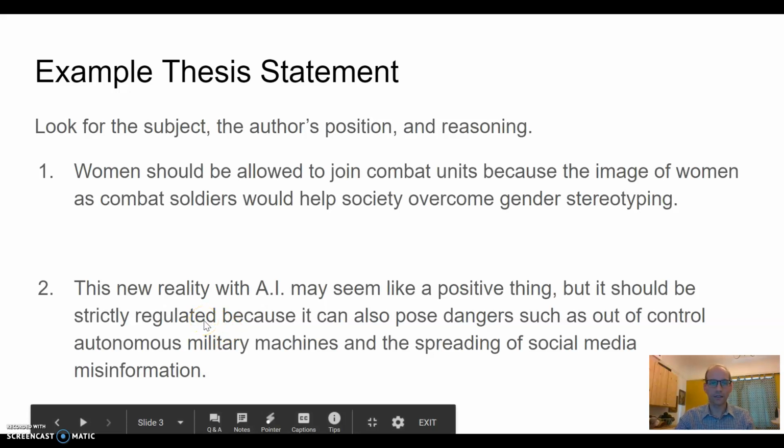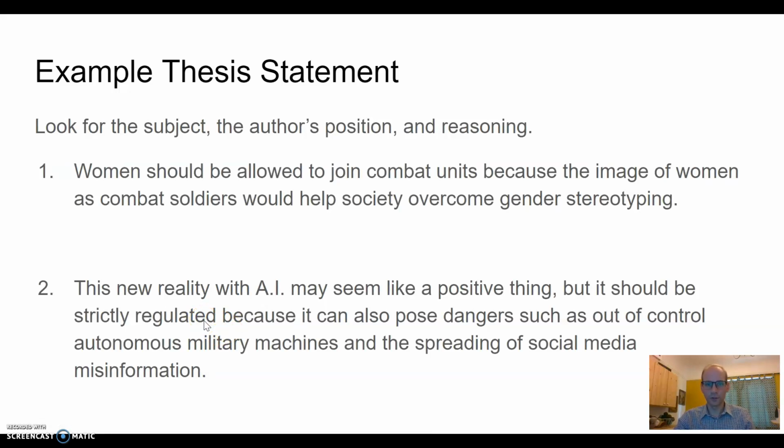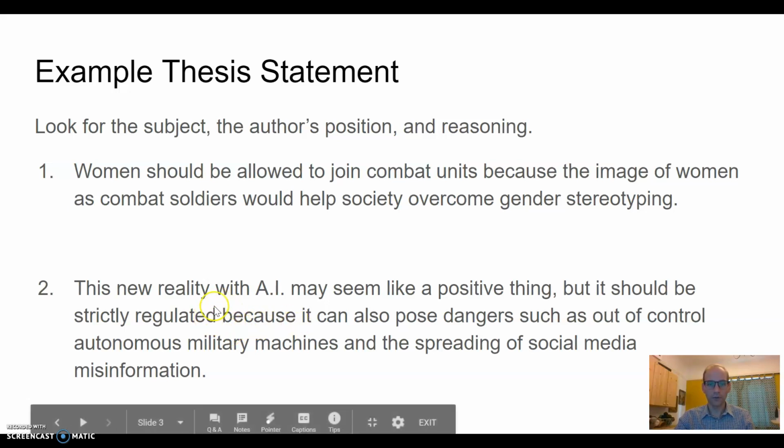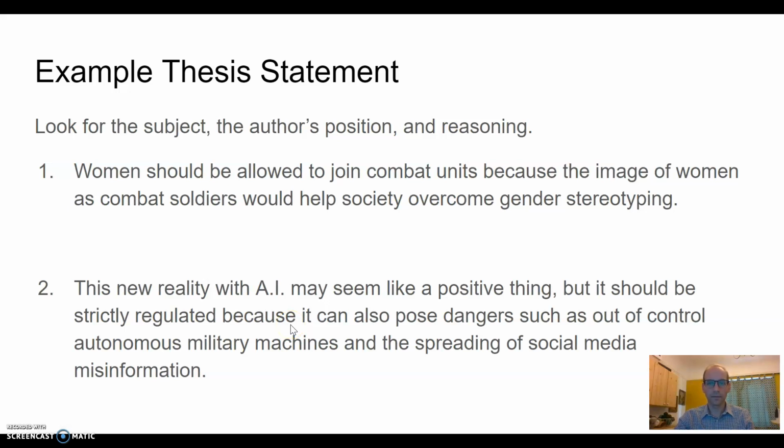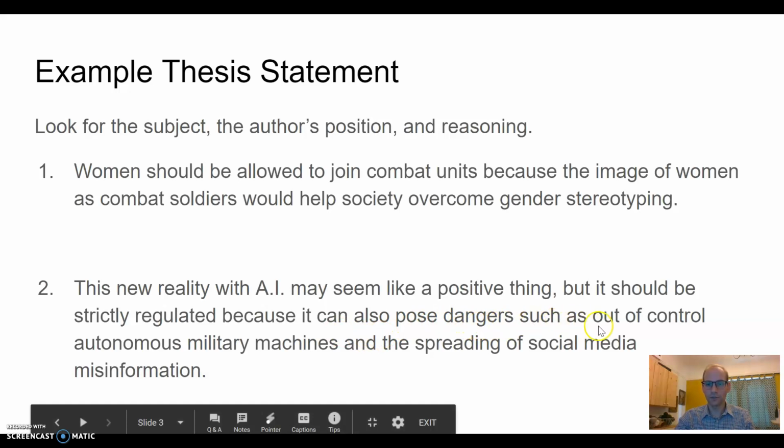Something to keep in mind is that not every thesis statement will use the word should, so that's something to be aware of. But in this case, our two examples do happen to have should in them. But it should be strictly regulated. Here our author is saying that our subject, AI, should be, there's our position, strictly regulated. And again, we have another nice because clause giving us our reasoning. So our author's reasoning for thinking AI should be strictly regulated is that it can also pose dangers such as out-of-control autonomous military machines and the spreading of social media misinformation.